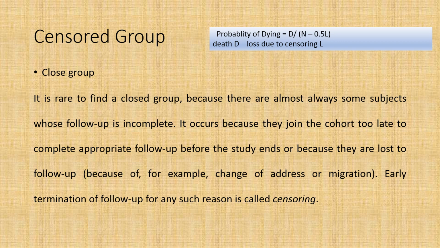Next thing, censored group. It is rare to find a closed group. What do you mean by a closed group? A closed group is a group in which a number of individuals are inducted at one time point, and they all depart from your study at a particular time point.